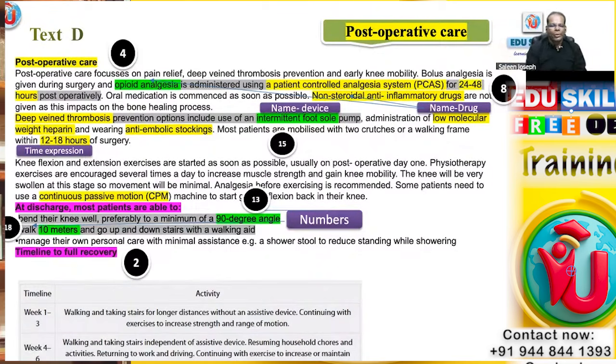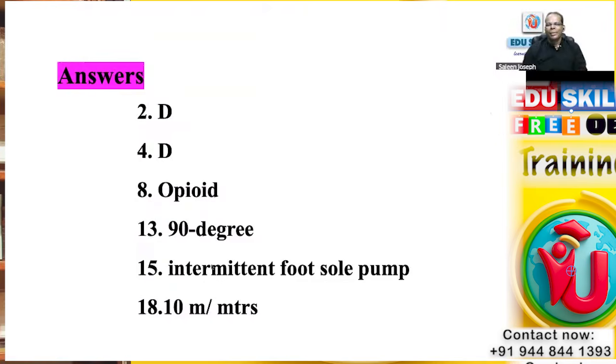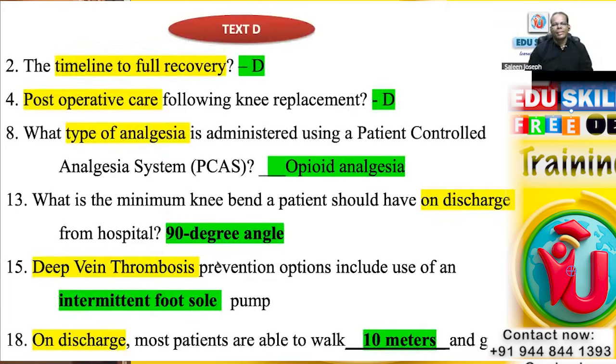People don't get time because they will be searching everything here. There is no question regarding these table activities. Only the heading of the table, time to full recovery, is mentioned, and that too just to match the paragraph. So these are the answers.